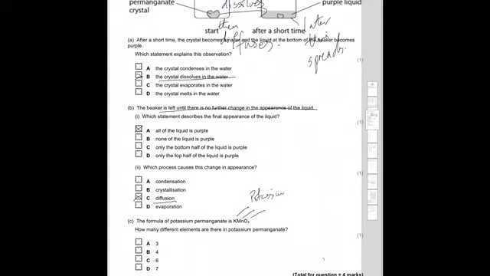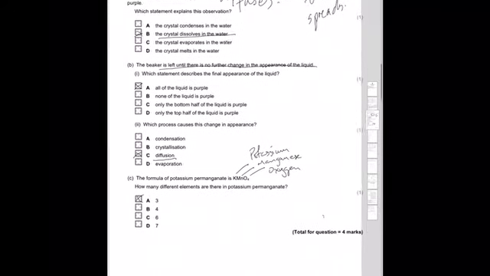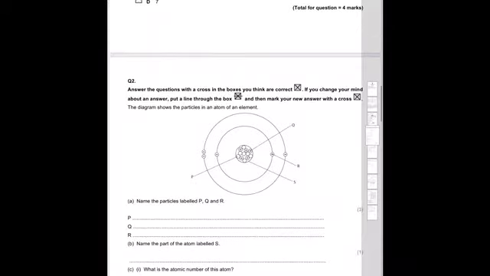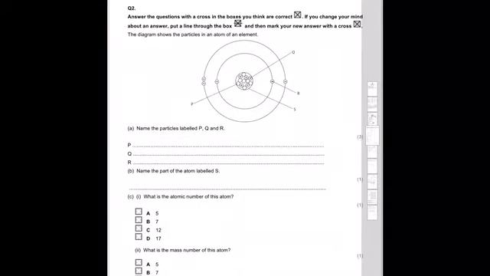And then it asks how many different elements there are. Well, you've got potassium, you've got manganese, and the other element you've got there is oxygen. It doesn't ask how many atoms there are in total. They're asking for how many different types of atom, and that means how many different elements. So question 2, relatively straightforward.